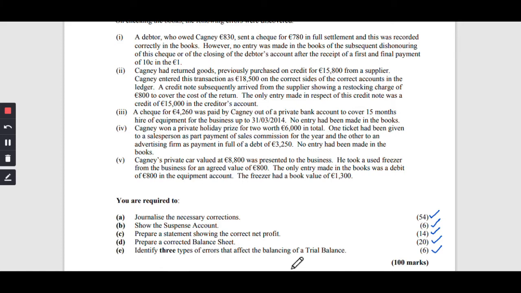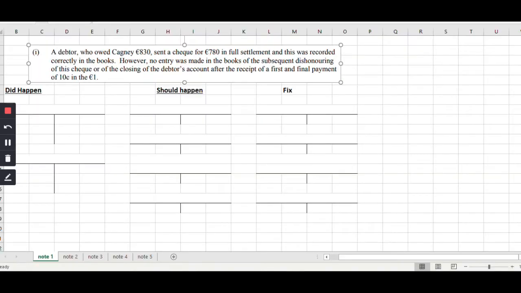This is how I approach the question. I'm going to go through each error one by one. Once I have the errors sorted, I can very easily journalize the corrections, do the suspense account, the profit and the balance sheet. The key to this question is fixing the errors. And this is the way I approach it.